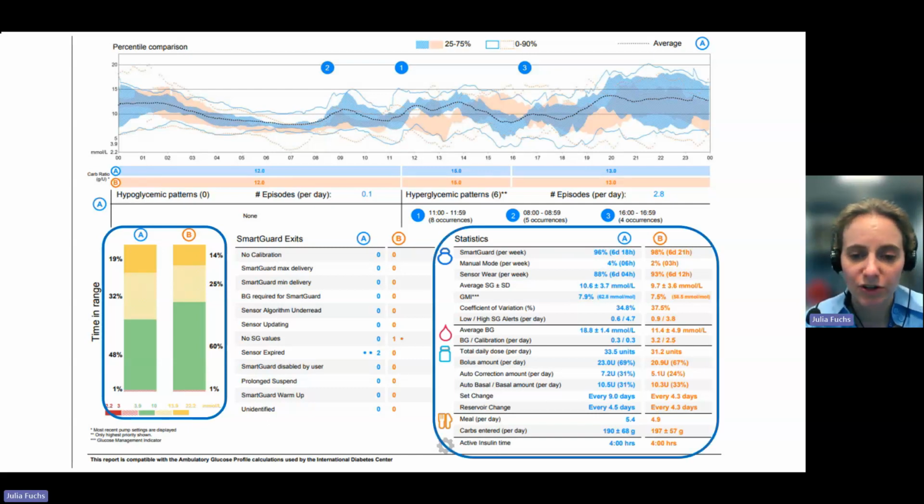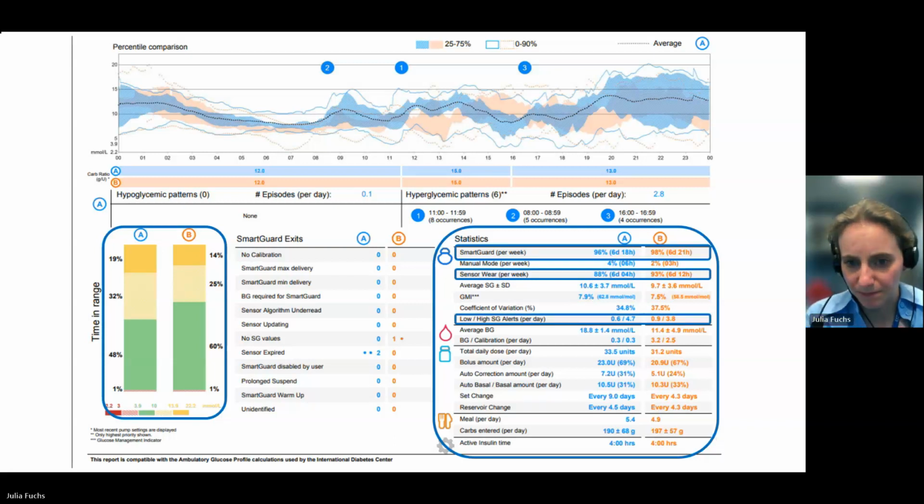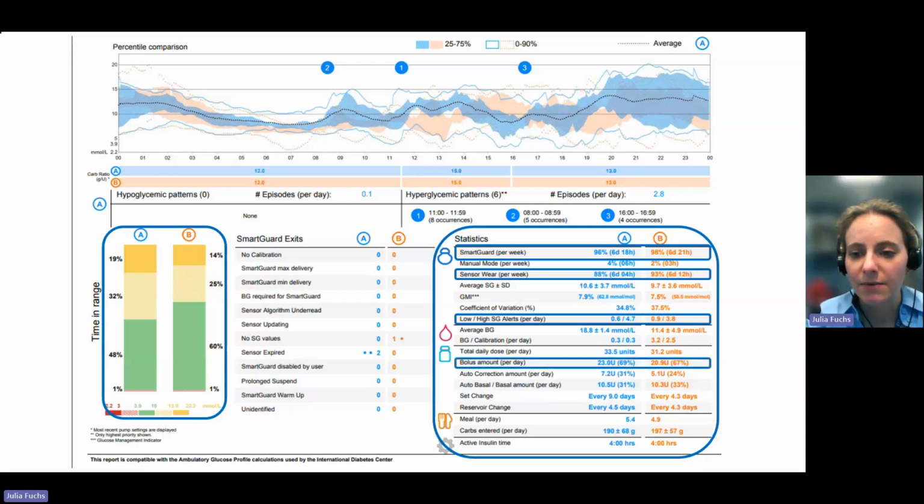So you've got SmartGuard, which is the name for auto mode for the Medtronic 780 and 672. And you can see here that auto mode use is quite high. You can see the sense aware percentage. You can see their average glucose, their GMI, their CV. Interestingly, and probably quite nicely here, you can see how many alerts they're getting a day, which is quite a handy feature. And then here we're looking again at the basal bolus split.